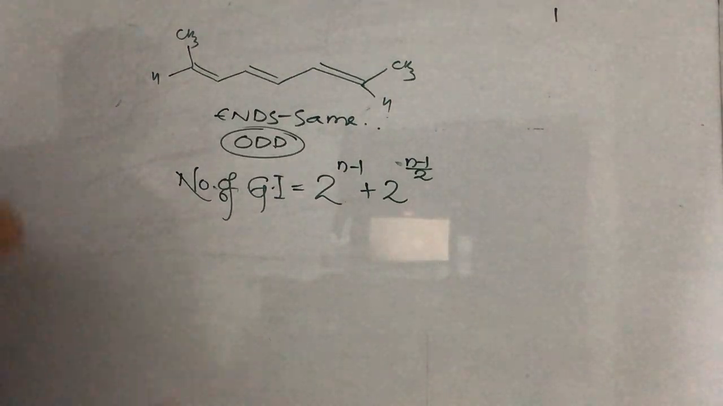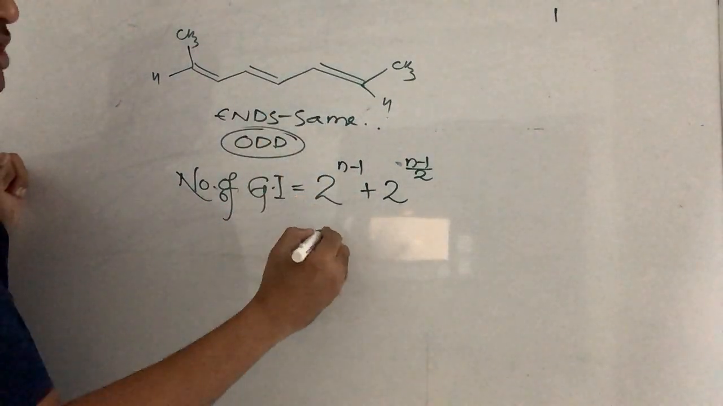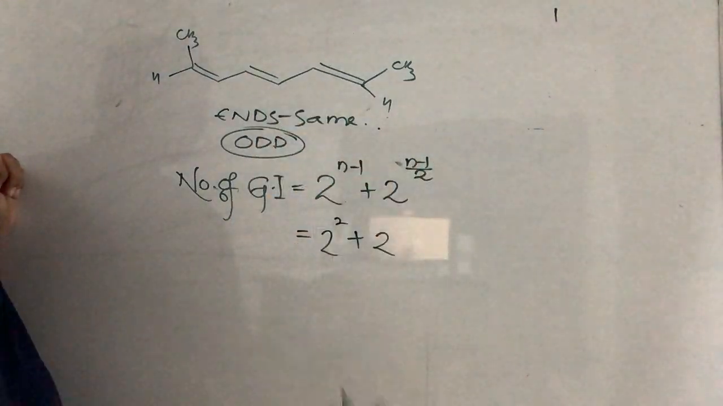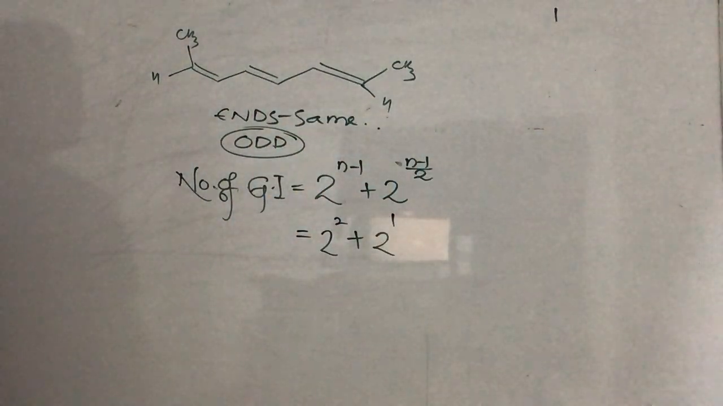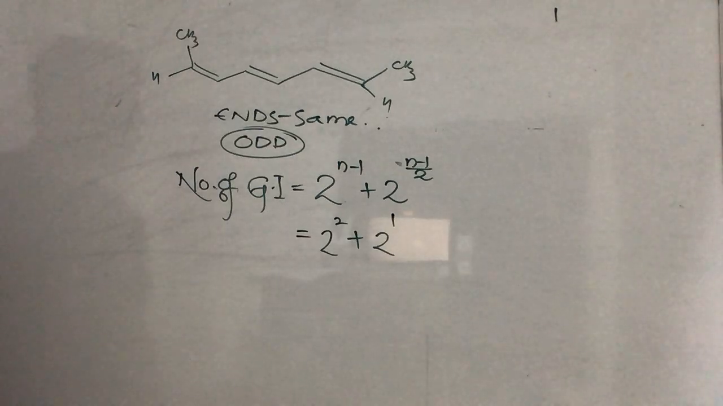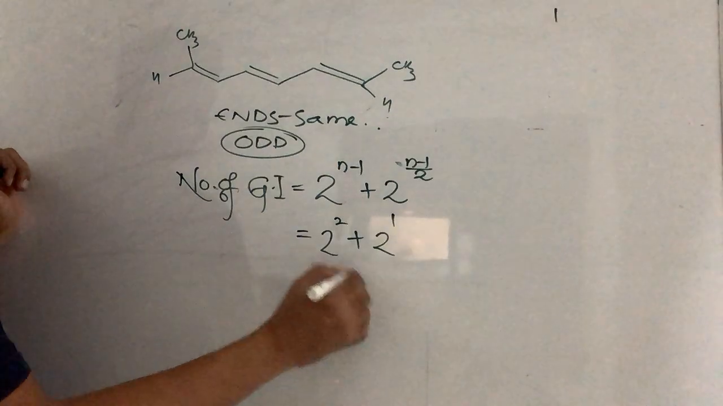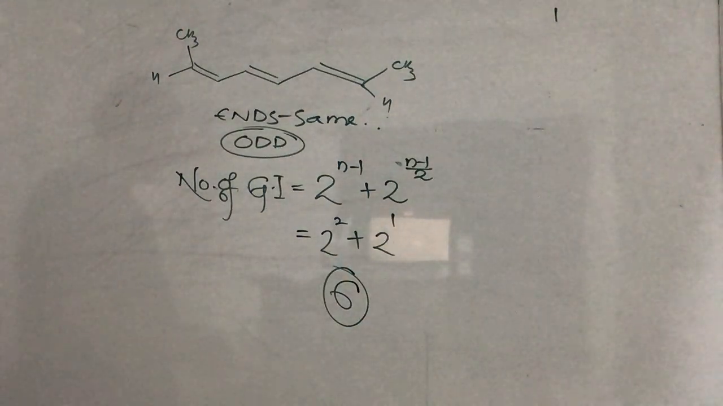In this case, for example, n, the number of double bonds, is 3. So 3 minus 1, that is 2 to the power of 2 plus 2 to the power of 3 minus 1 by 2. 3 minus 1 is 2, 2 by 2 is 1. That's all. 2 to the power of 2 means 4 plus 2 to the power of 1 means 2. So total number of geometrical isomers will be here 6. 6 are possible here.